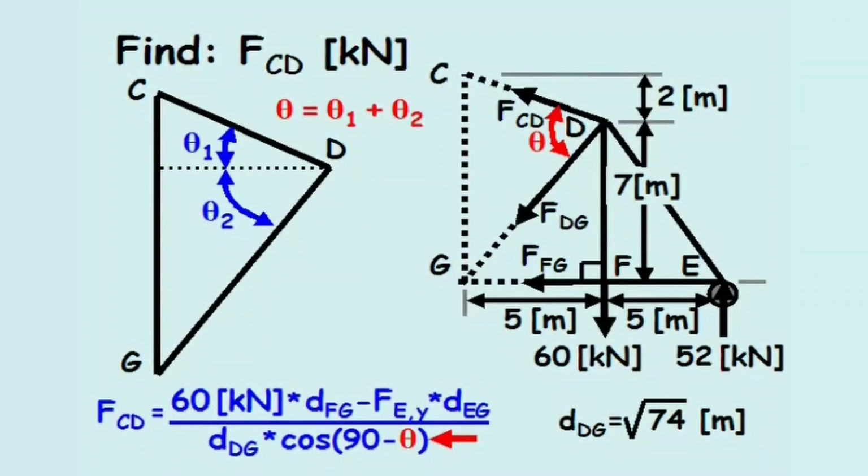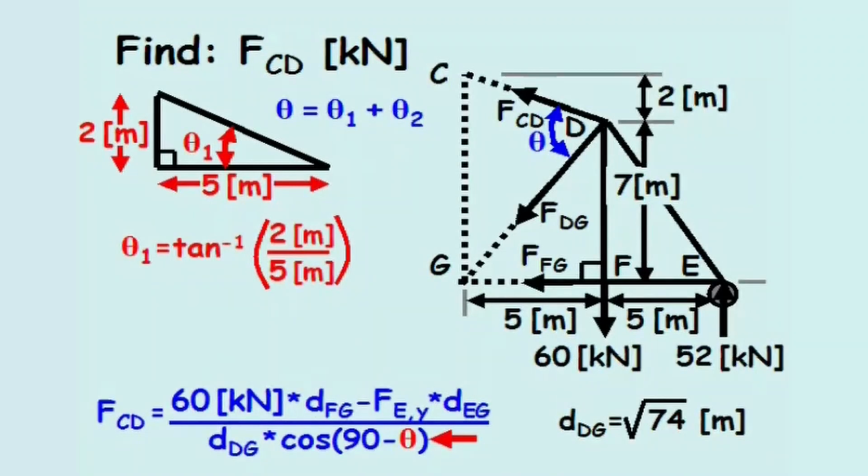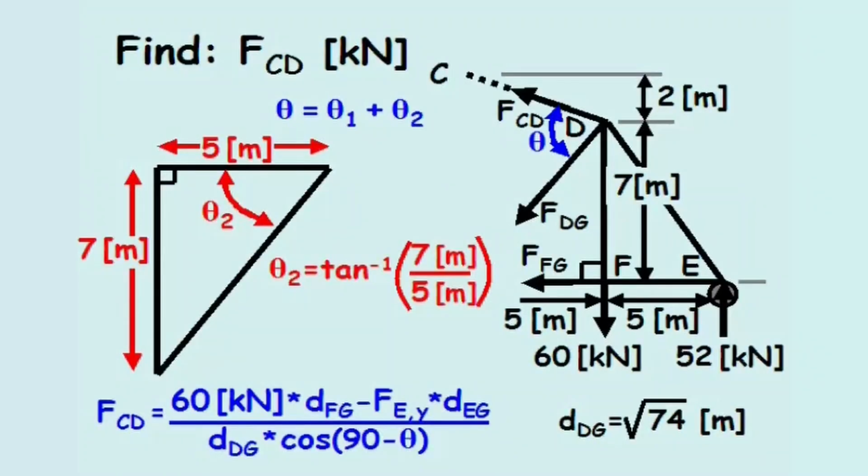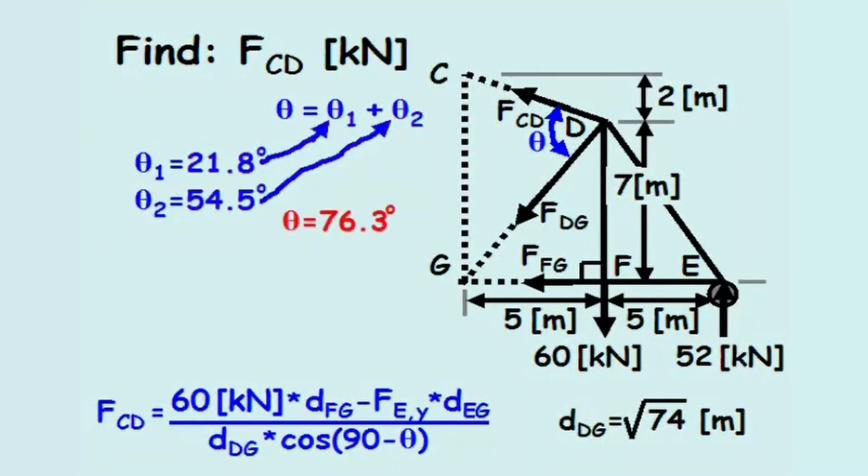From the given dimensions of the truss, theta 1 equals the arctangent of 2 meters divided by 5 meters, or 21.8 degrees. Likewise, theta 2 equals the arctangent of 7 meters divided by 5 meters, which equals 54.5 degrees. Adding the values of theta 1 and theta 2, theta equals 76.3 degrees. From observation, the length of member FG equals 5 meters, and the length between joints E and G equals 10 meters.